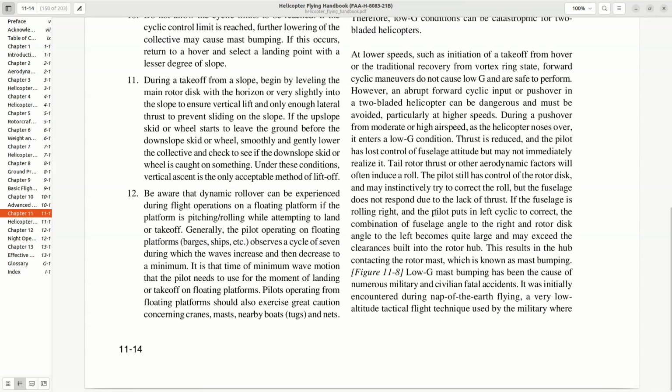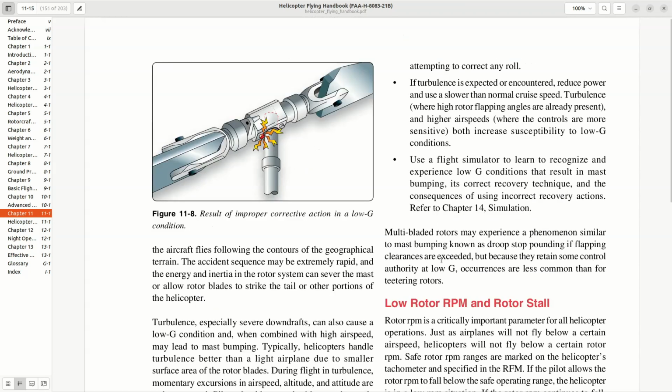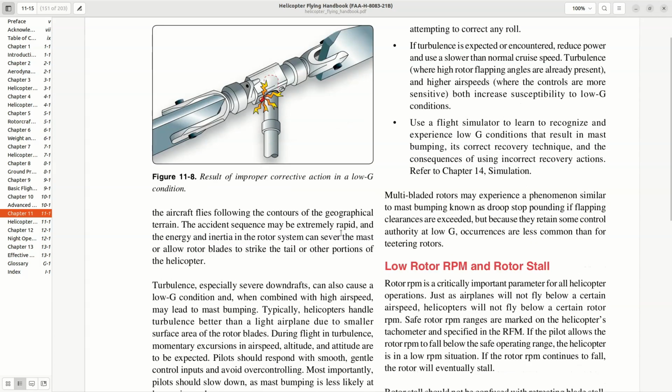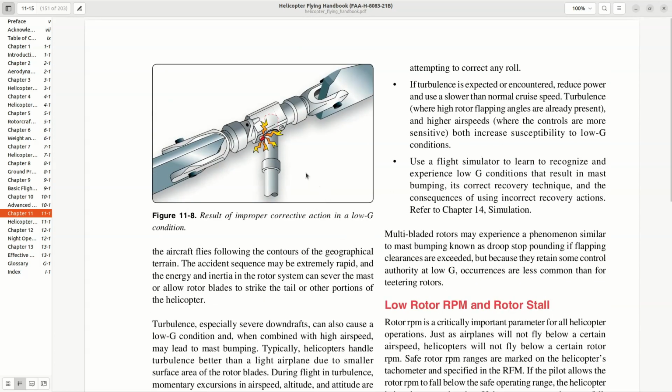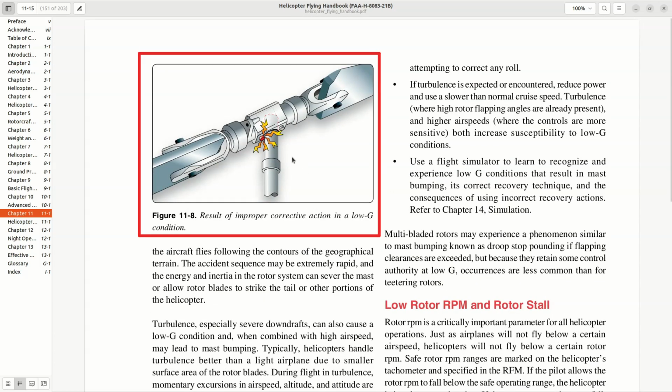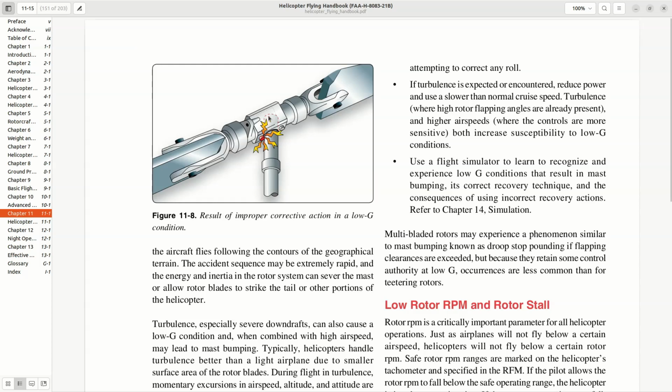What can happen if you have low Gs? A couple of things will happen. One thing you can get is called mast bumping. What is that? What happens is the rotor is allowed to teeter until the static stop, or the ground stop, if you will, contacts the rotor mast.